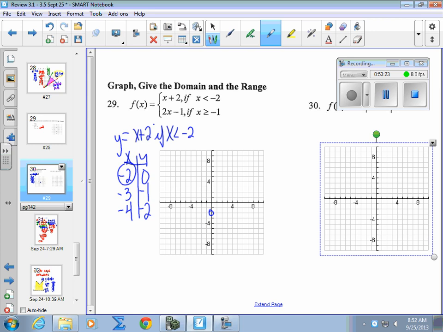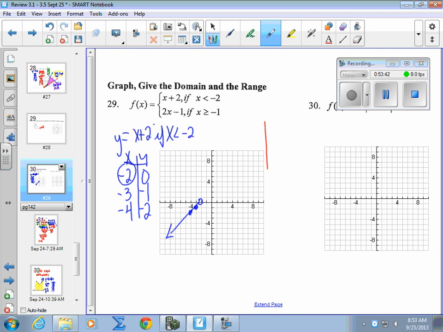Oh, thank you. Wrong spot. -2 and 0 is here. I knew there was something wrong. -3 and -1, so we're going here, and -4 and -2. So we have a ray that goes in this direction.